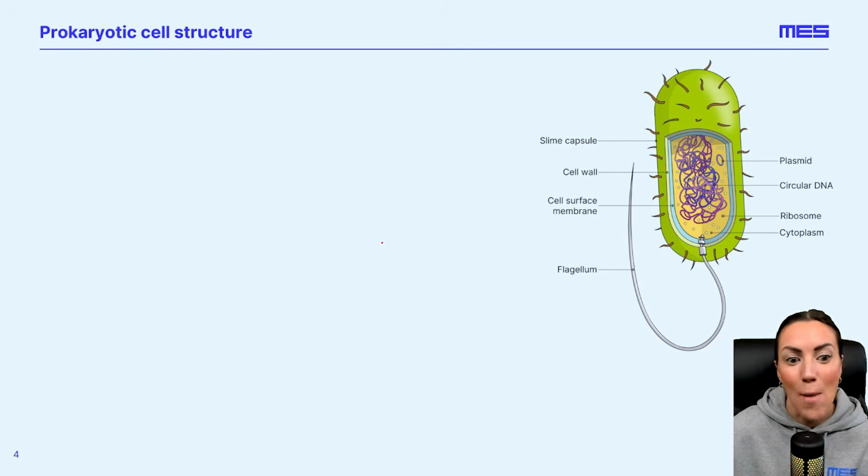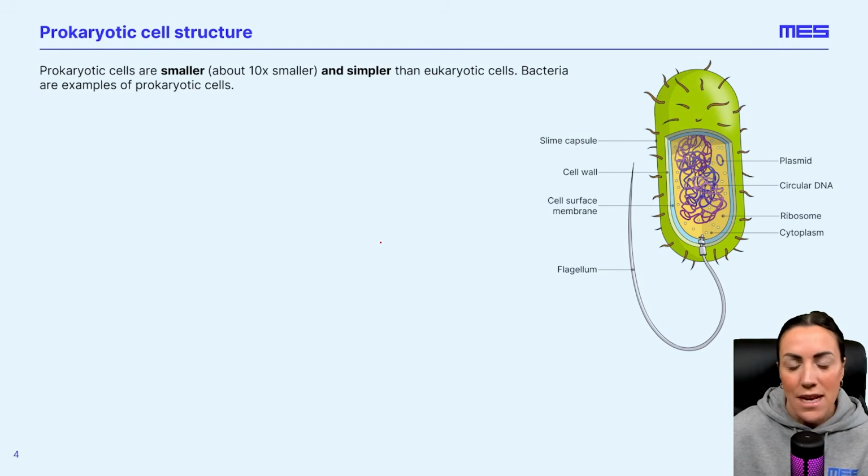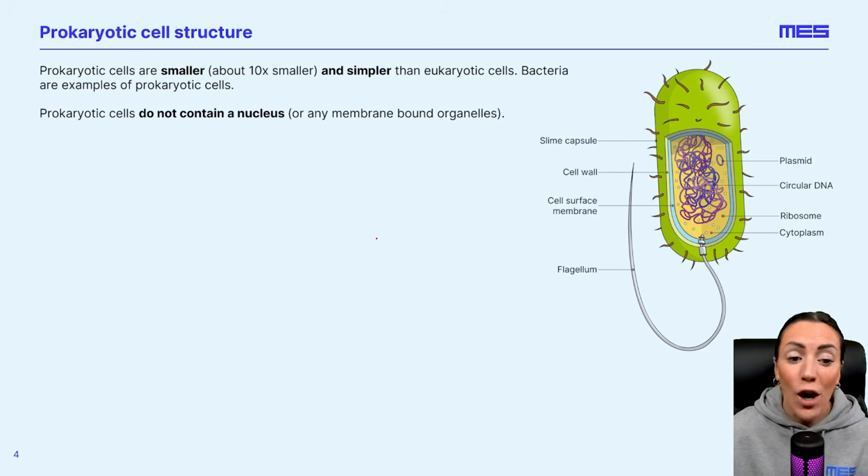Now we're talking about bacterial cells here. Bacterial cells are prokaryotic, not eukaryotic. They are about 10 times smaller on average than a eukaryotic cell. They are simpler than eukaryotic cells, and we call them prokaryotic cells mainly because they do not have a nucleus and they do not have any membrane-bound organelles. So no nucleus, no mitochondria would be another example of an organelle that they do not have.